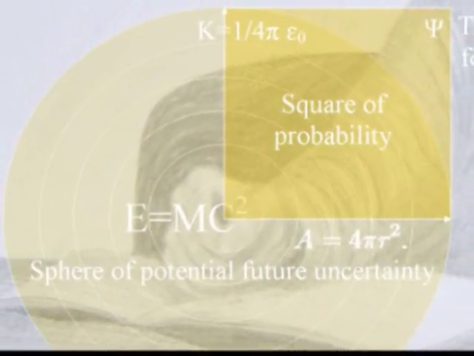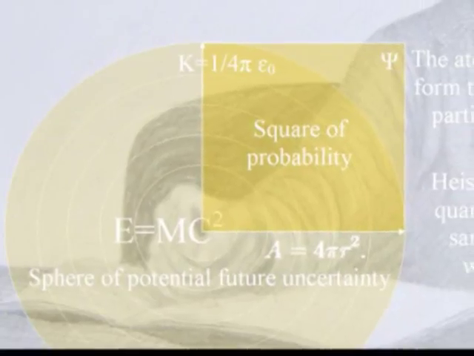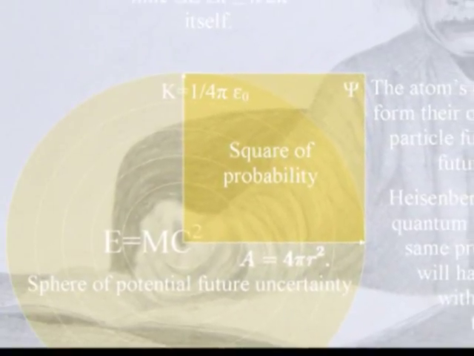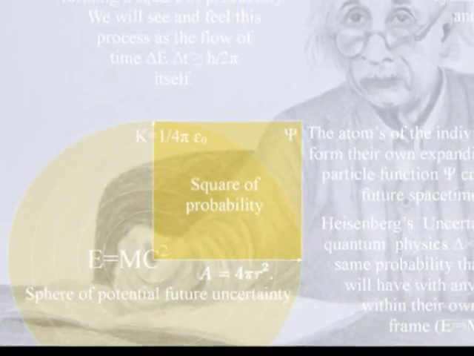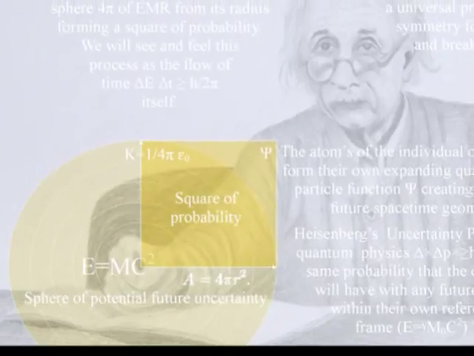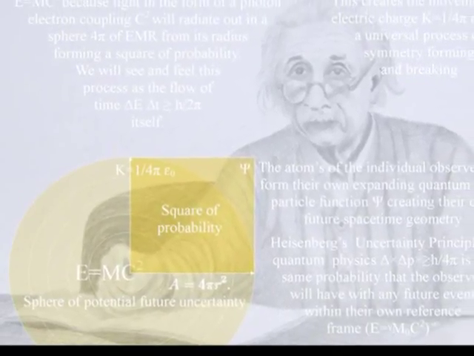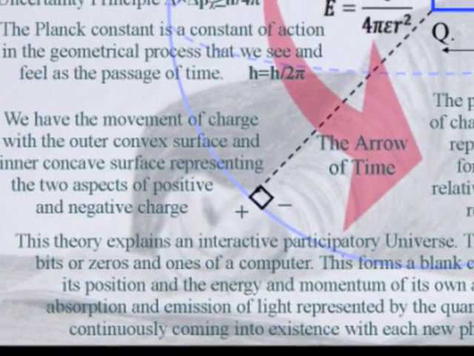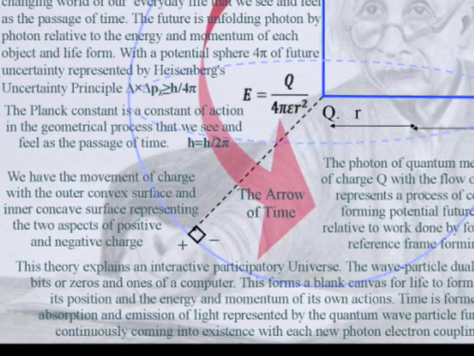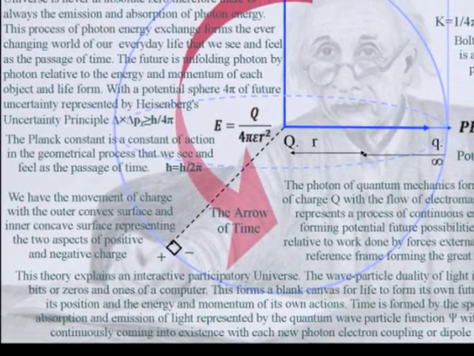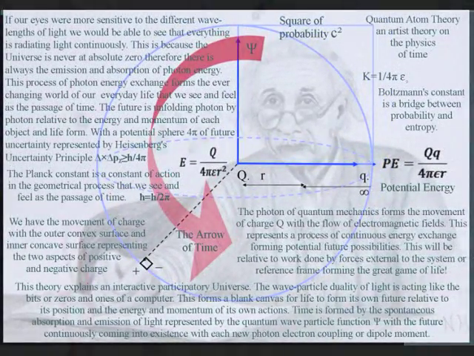We have C2, or C squared, in Einstein's famous equation because light will radiate out in all directions forming a sphere, and at any moment in time we have to square the radius to get the surface area. This process also represents the formation of three-dimensional space with the movement of positive and negative charge. The inner concave surface represents negative charge, and the outer convex surface represents positive charge.